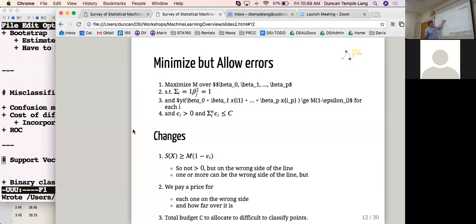What are we minimizing? What we're trying to do in cross-validation is find the best prediction error, the best MSE, the best misclassification rate for each value of C. And within that, we get the best one, the one that maximizes the margin. Make sense? Everyone happy?